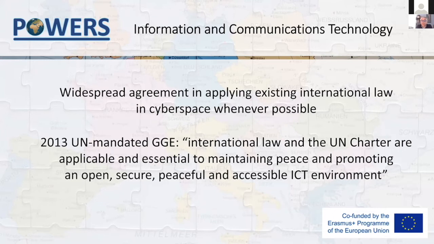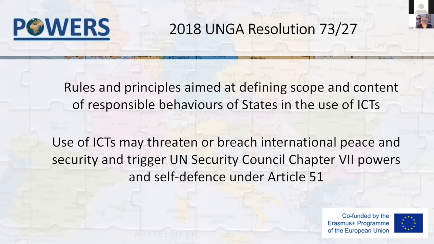by existing international law. So let's have a look at a very important General Assembly resolution. I'm talking about General Assembly resolution number 27 that was adopted during the 73rd session of the General Assembly on December 5, 2018. This is a very important resolution because it's a sort of landmark in the long and complex process of building a set of old and new legal rules for cyberspace.